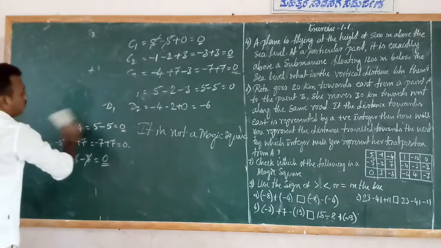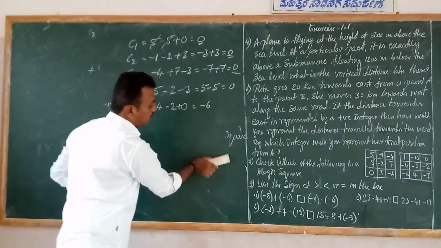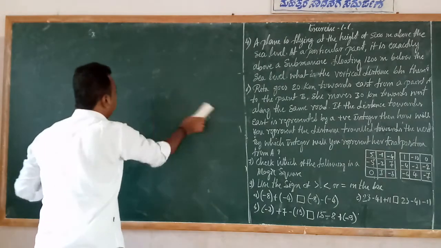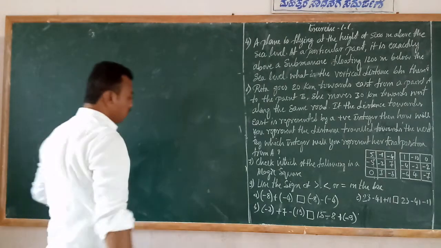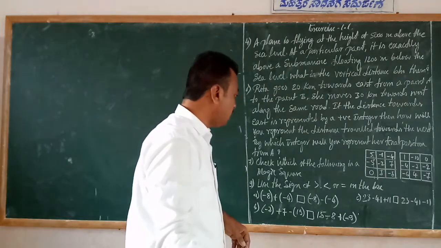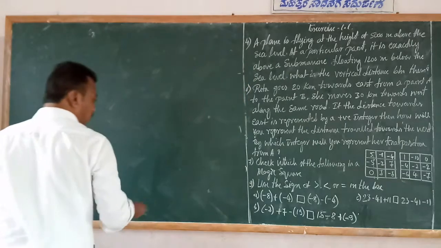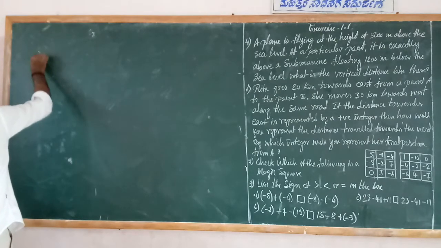I will go to the next question. Question number 8, you have to solve it at home. It is very easy. So I will go to question number 9. Use the greater than, smaller than or equal sign in the given boxes. So I will show the question A.